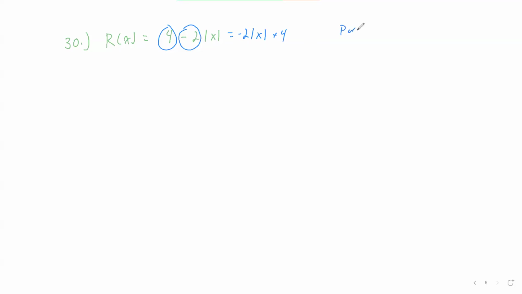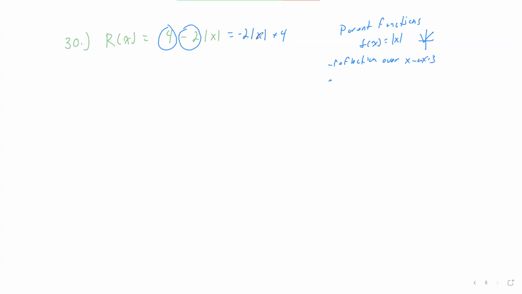My parent function, I can tell it's just going to be the absolute value of x. So we have something like this. So I see now in this case, there's a negative on the outside. So there is a reflection over the x-axis.